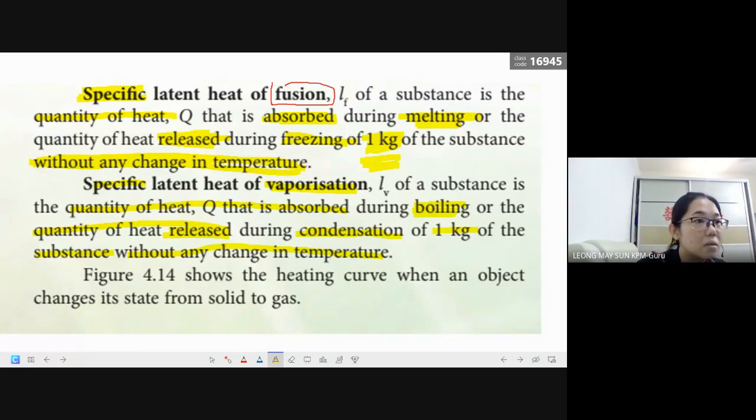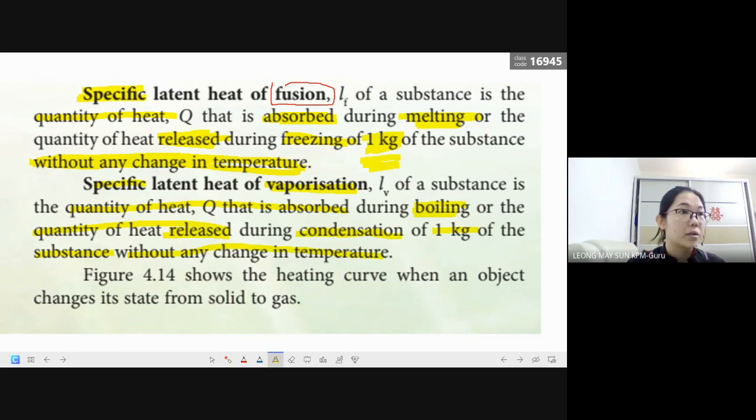Can I write the amount of heat absorbed or released by a substance during a phase change without change in temperature? If the question is asking about latent heat, then yes, your statement can be used. But if the question says specific latent heat, then I need to see 1 kg of substance. Okay?